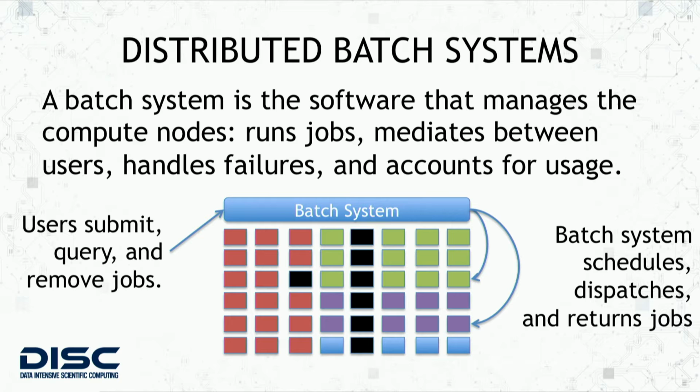But the distributed batch system itself has a relatively complicated job in that it has to take all the users' jobs, schedule them across the nodes, dispatch and run the jobs, and then return the results to the user. And as we saw in the previous lecture, when you have users coming and going and failures happening, the situation can get complicated very quickly.